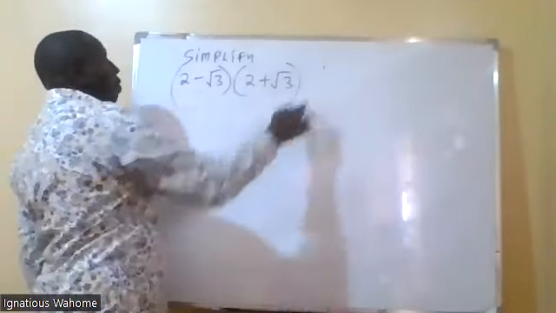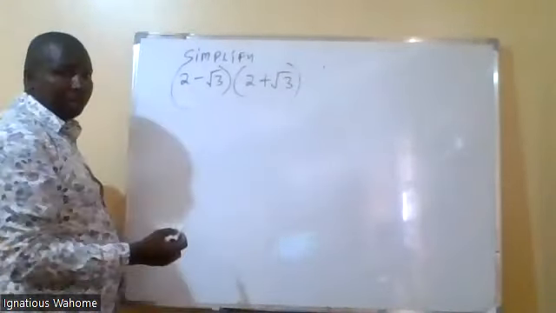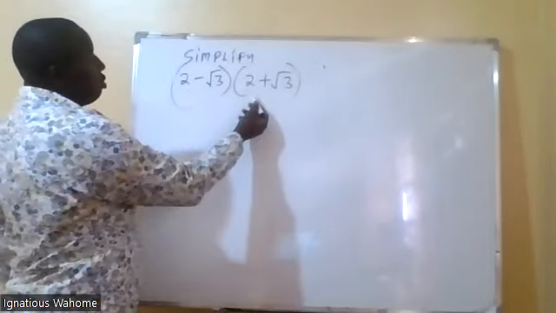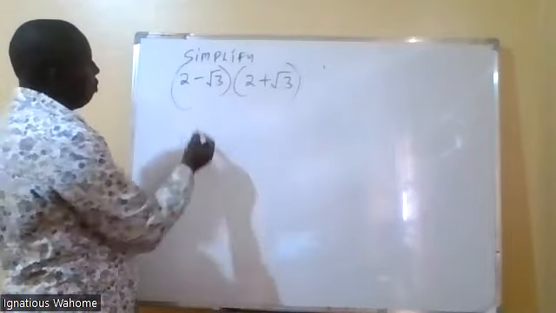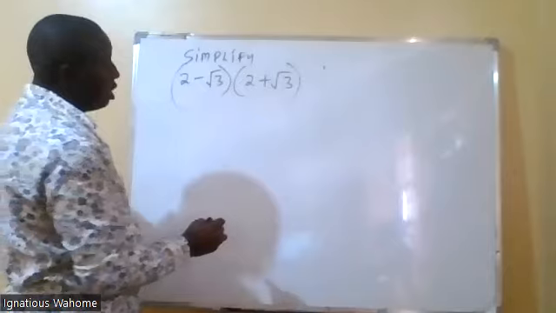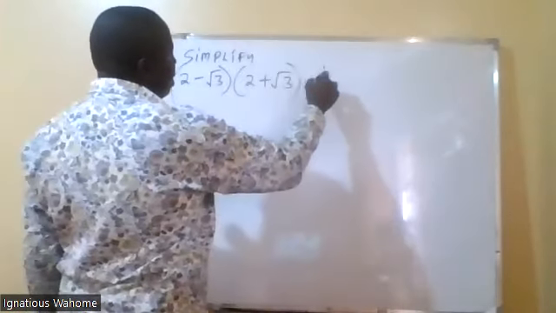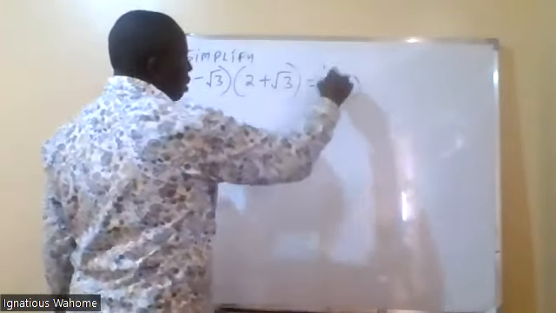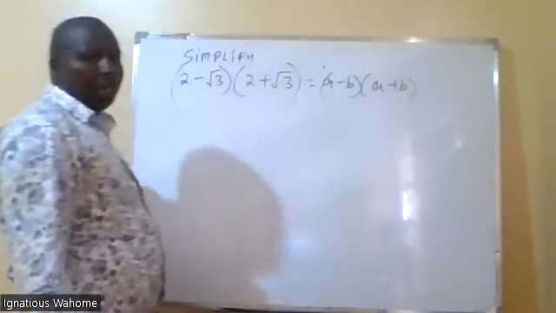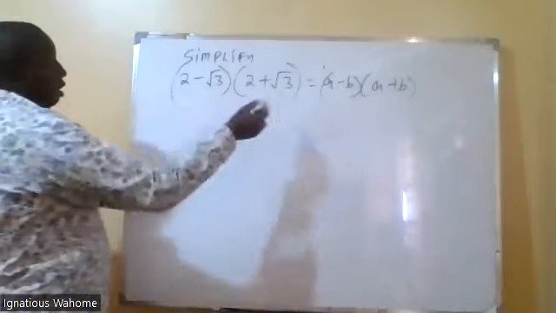So this one, you want to simplify 2 minus root 3 and 2 plus root 3. When you see this is 2 minus root 3 and this is 2 plus root 3, this one is a difference of two squares. It's like A minus B and A plus B. Let's see what you get when you expand that.